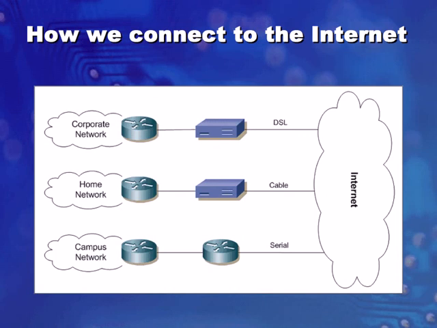A home network might be utilizing technologies such as cable, as well as our large campus network might have a different take on things depending on how much data we have to send. We might be using some form of serial, ATM, or other types of connections to connect us to the internet. So we do have several different technologies that might enable us to connect to the internet itself.